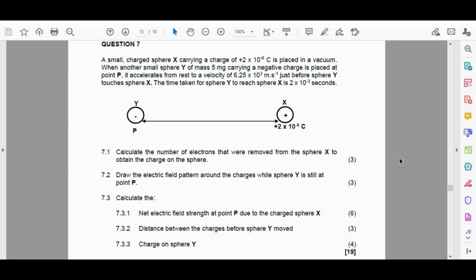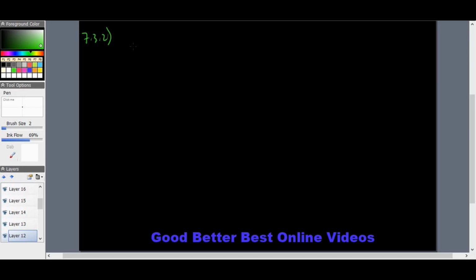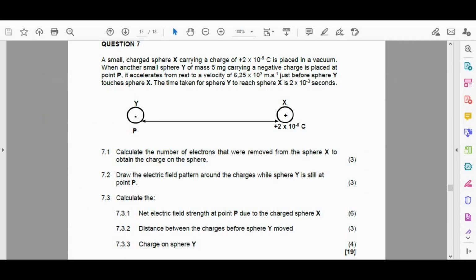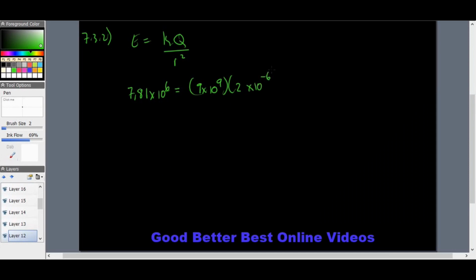7.3.2: calculate the distance between the charges before sphere Y moved. Now we use the formula E is equal to KQ over R squared. So the net electric field, 7.81 times 10 to the power of 6, is equal to Coulomb's constant of 9 times 10 to the 9 times the charge on sphere X, which is 2 times 10 to the negative 6, all divided by R squared, which we are uncertain of.